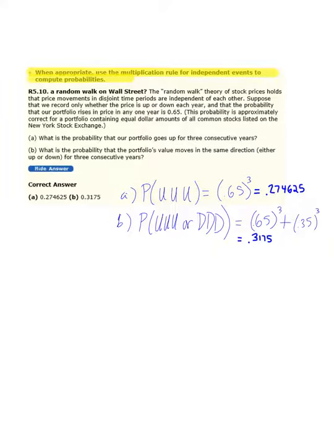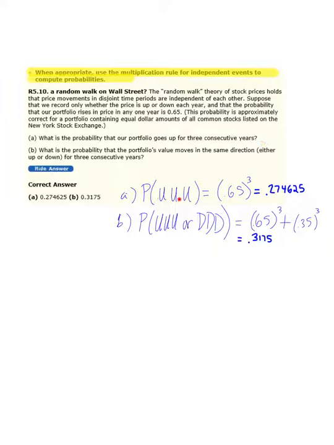Okay, number 10, random walk on Wall Street. So with this random walk, the probability that your portfolio goes up in price is 0.65 in any 1 year. And then you're willing to assume that this probability is correct for a portfolio containing equal dollar amounts of all common stocks listed on the New York Stock Exchange. What's the probability that our portfolio goes up for 3 consecutive years?